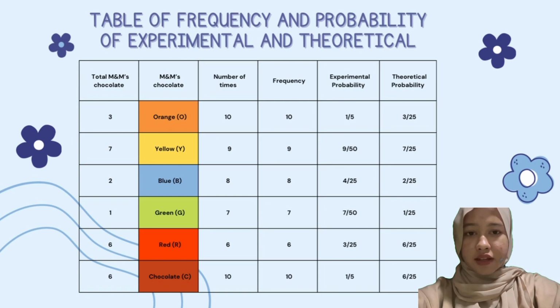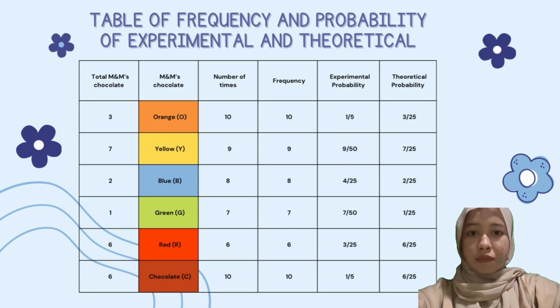Next, we can get the experimental probability by calculating the number of times each color chosen over total trials, which is 50. For orange, we will get 1 over 5, yellow 9 over 50, blue 4 over 25, green 7 over 50, red 3 over 25 and chocolate 1 over 5.